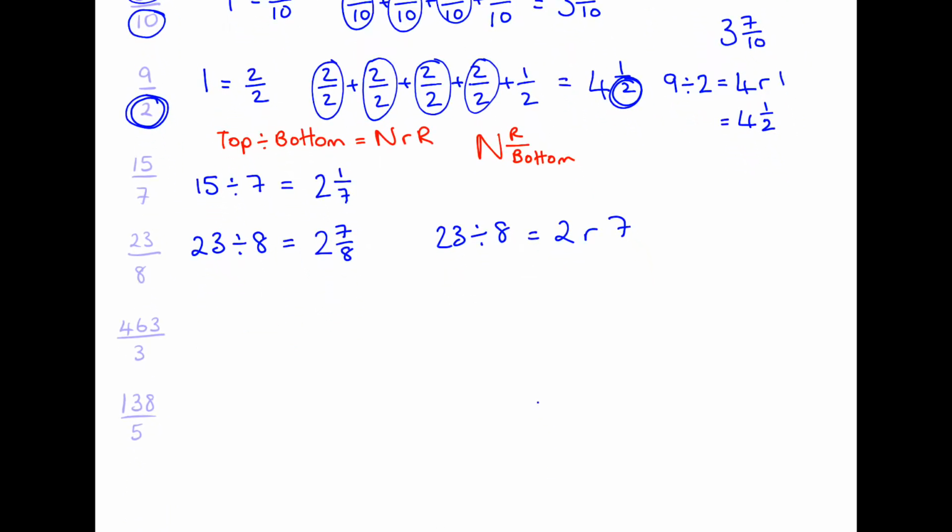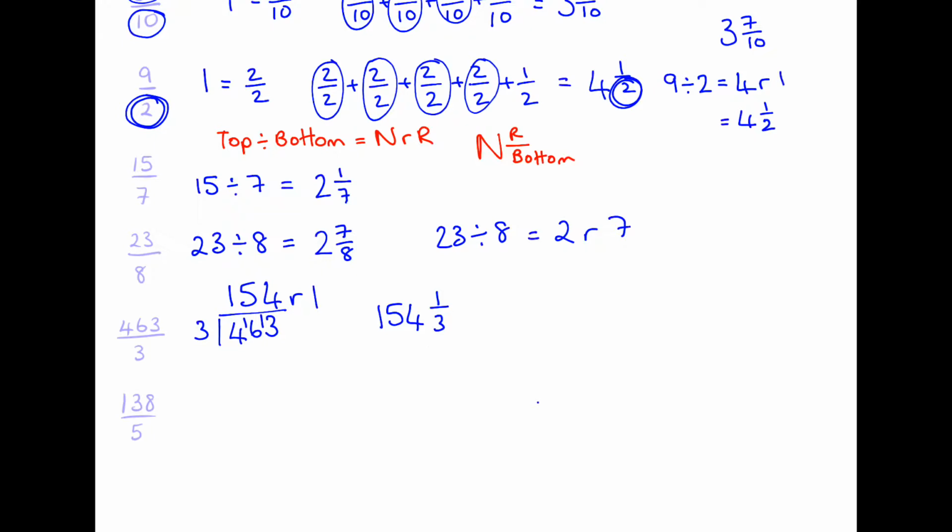So when we've got 463 divided by 3, we might have to do an actual divide. So 3 into 4 goes 1, carry the 1, 3 into 16 goes 5 times, remainder 1, and 3 into 13 goes 4 times, remainder 1. So the answer to this one is 154 and 1/3, because the remainder goes on the top.